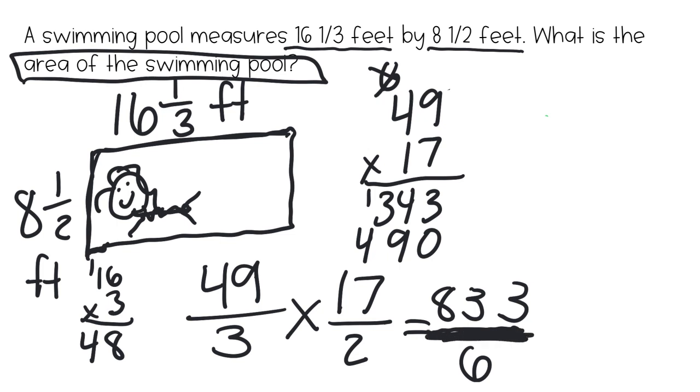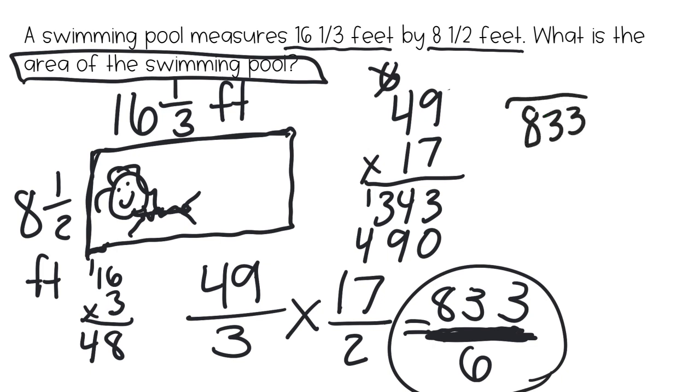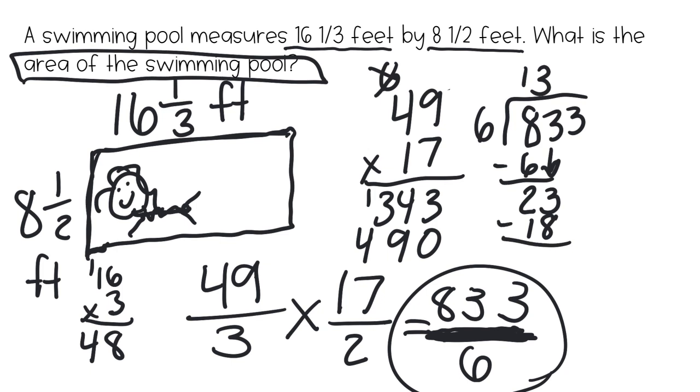Now, I have to divide. This is my division sign. This is an improper fraction. 833 divided by 6. 6 goes into 8 one time. 2, bring down your 3. 6 goes into 23, not 4 times, that's 24, 3 times. It's 18. Equals 5. Bring down your 3. 6 goes into 53. Let's see. 6 times 9 is 54. So 6 times 8, 48.